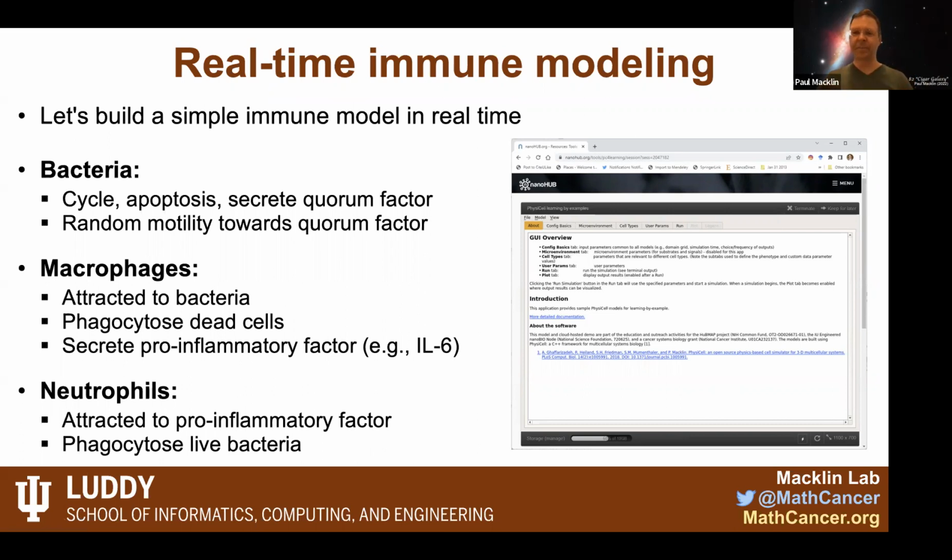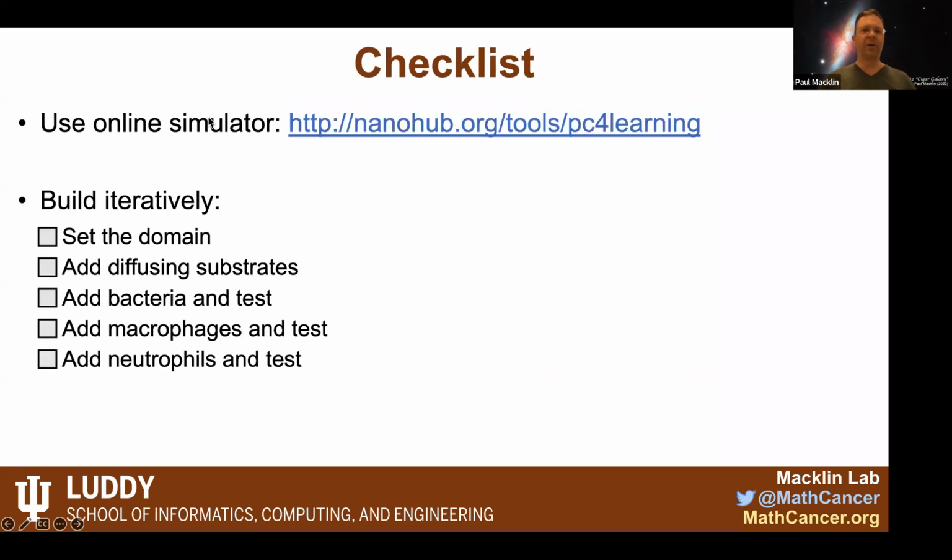So this is something we can actually build completely online or in PhysiCell without any C++ at all for this kind of model. So here's our checklist. We're going to go to the online simulator, set up our domain, and set up the diffusing substrates in our problem. We're going to add the bacteria and make sure it works. Then we'll add the macrophages, make sure it works. And then we'll add the neutrophils, make sure it works.